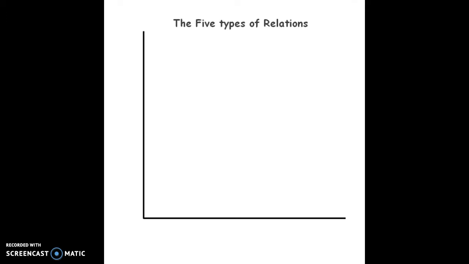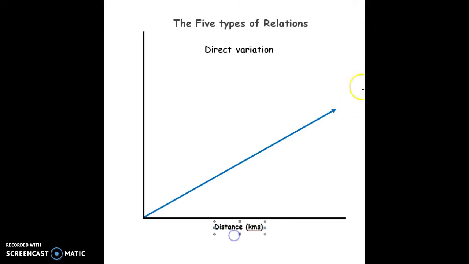So the first relation we have is called the direct variation relation. Direct variation says you have to multiply the x by a number to get the y. In this case, we're going to talk about the cost of driving a car. If you travel 0 kilometers, it costs you nothing. And if you travel farther, then it's going to cost you more. The distance would be measured along the x-axis, and the cost would be on the y. And what this means is the farther you travel, the more you have to pay.